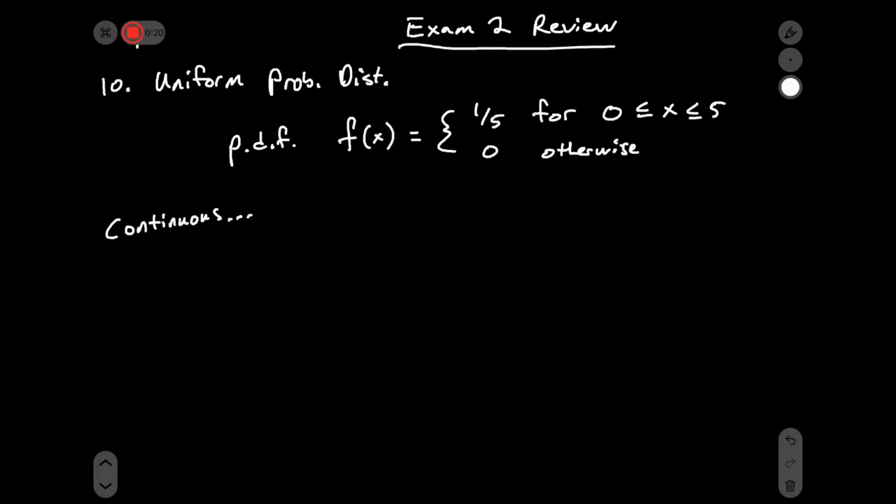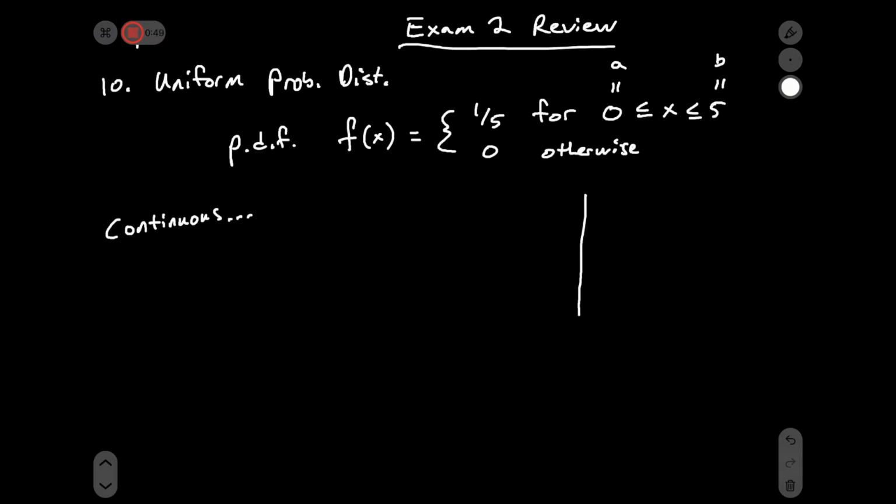So suppose that you have a PDF that is given as follows, that f of x is equal to a probability of 1/5 for any values of x between 0 and 5. So 0 is the lower cutoff here, A, and 5 is the upper cutoff, B. And the probability is 0 otherwise, in other words, for any value of x that doesn't fall between this range.